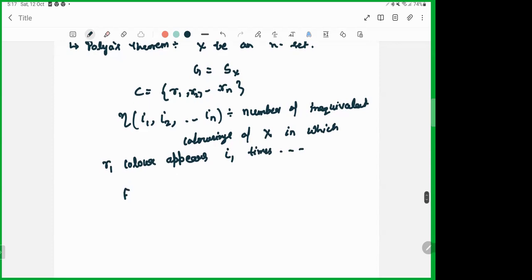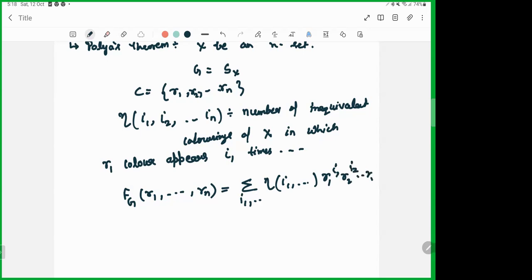Then we define this power series or polynomial, which depends on the number of colors. Here I choose finitely many colors, so it is a polynomial. So in multiple variables R1, R2, Rn, this is the summation over I1, I2, up to In, of the number of inequivalent colorings times R1 to the power I1, R2 to the power I2, and so on, Rn to the power In.